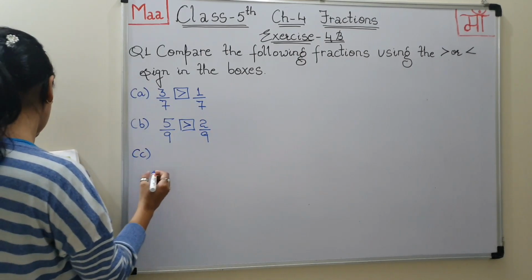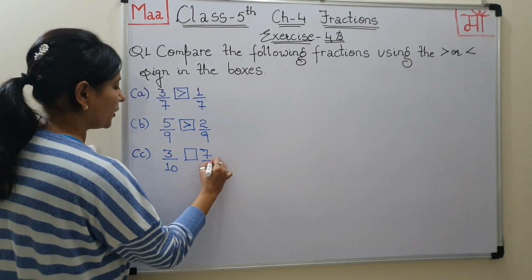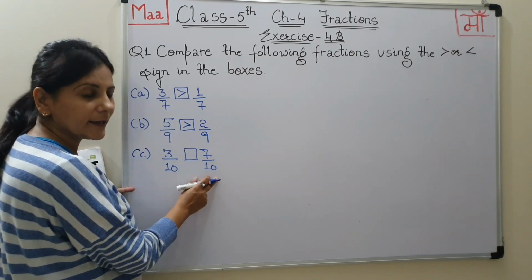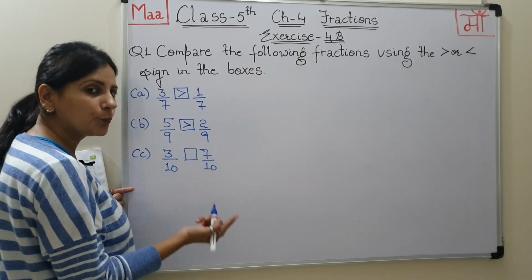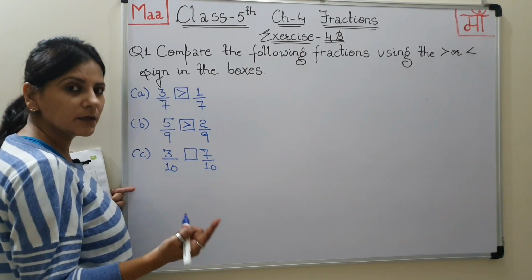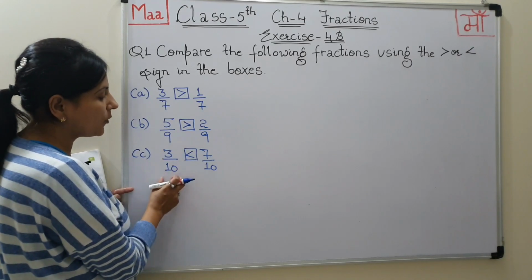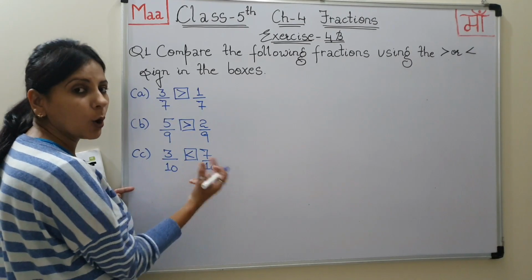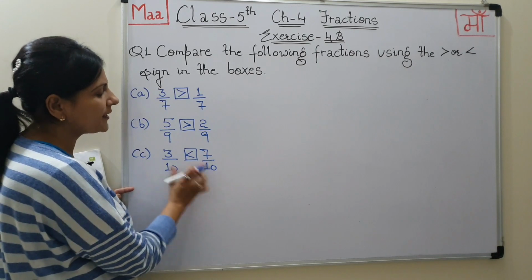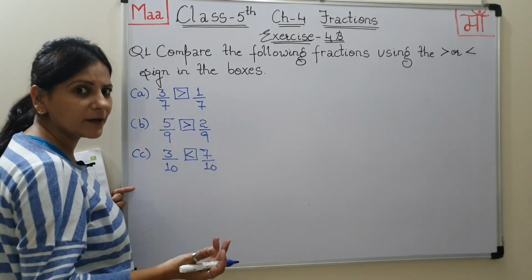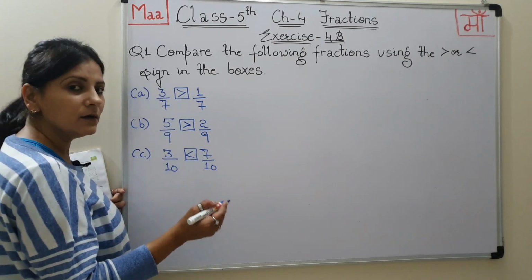Next, C part. In C part, it is 3 upon 10. Then one box, 7 upon 10. Here also, denominators are the same and 3 is smaller than 7. So we have to open the sign towards that number which is greater. So we will open the sign towards 7. And how will you read it? 3 upon 10 is smaller than 7 upon 10. Or you can say that 7 upon 10 is greater than 3 upon 10. So it's very simple. Whenever the denominators are the same, you compare the numerators, and towards whichever is greater you open the sign.